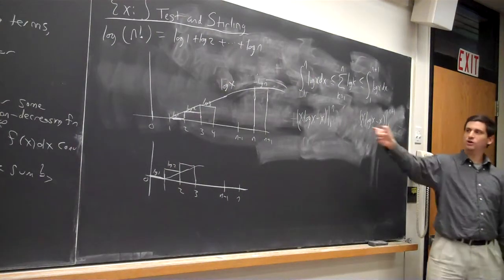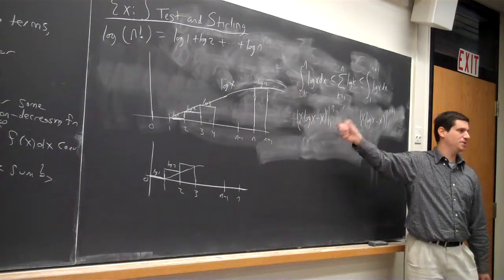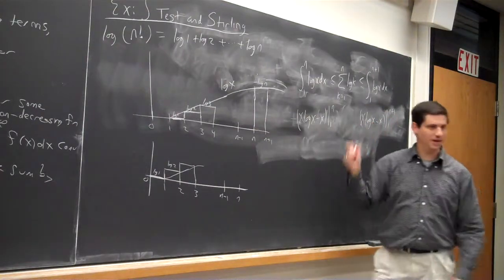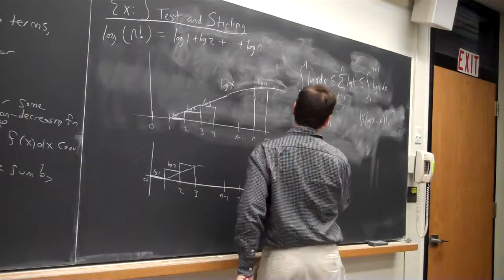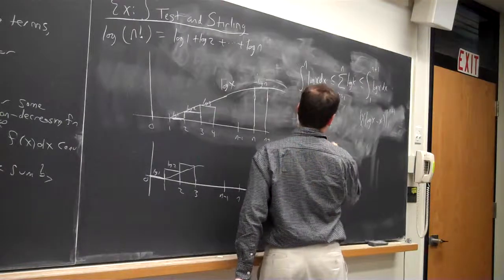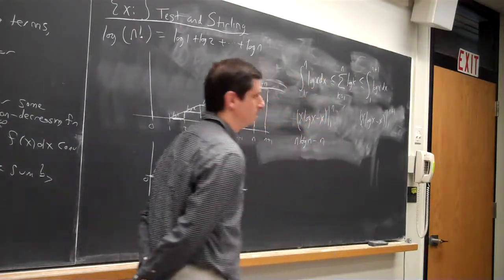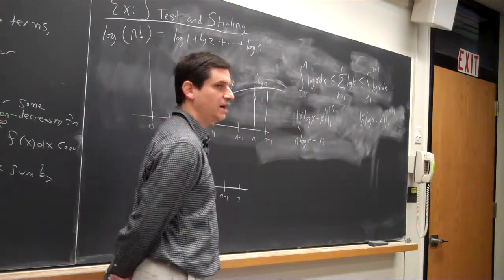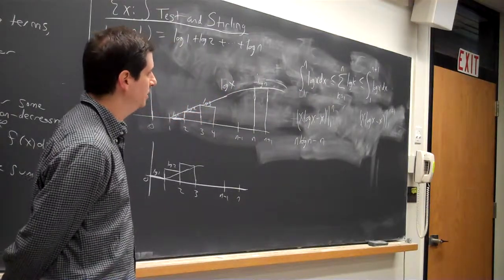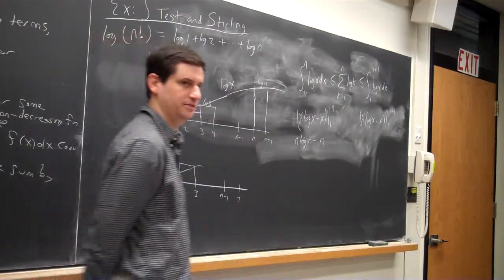I'm only going to really work on this one, because this is a little bit easier. The n plus 1 is a pain. If I put in n, I get n log n minus n. Now, I'm just trying to find an upper bound. I can make my life a little bit easier.